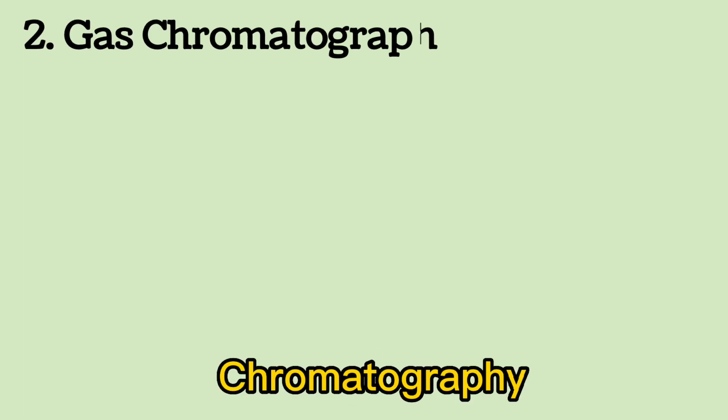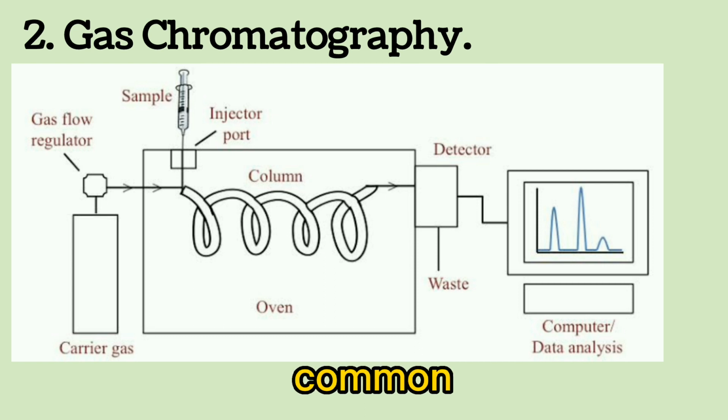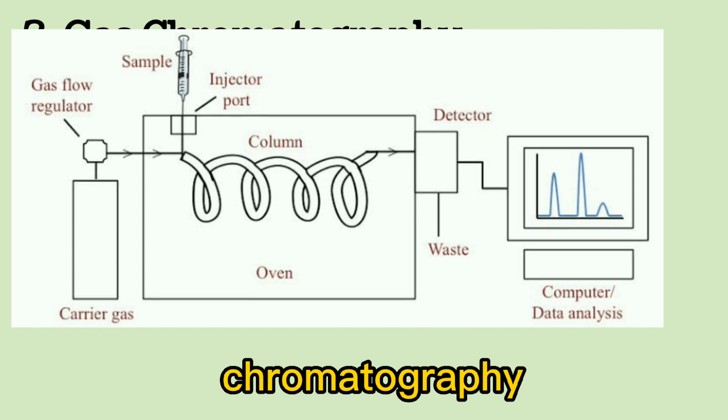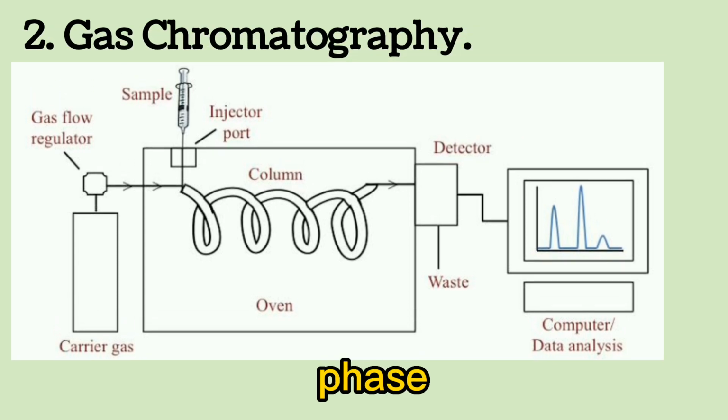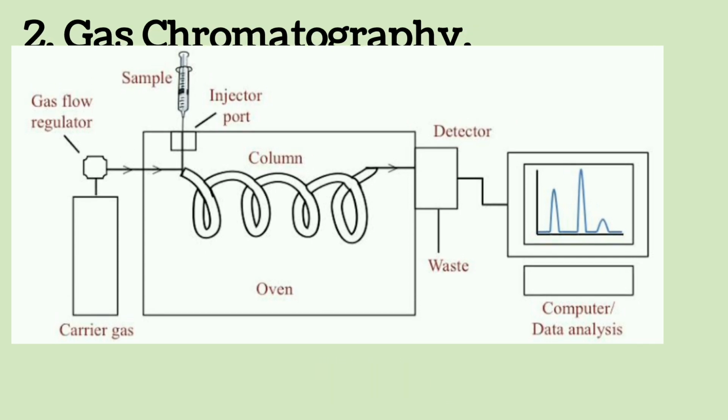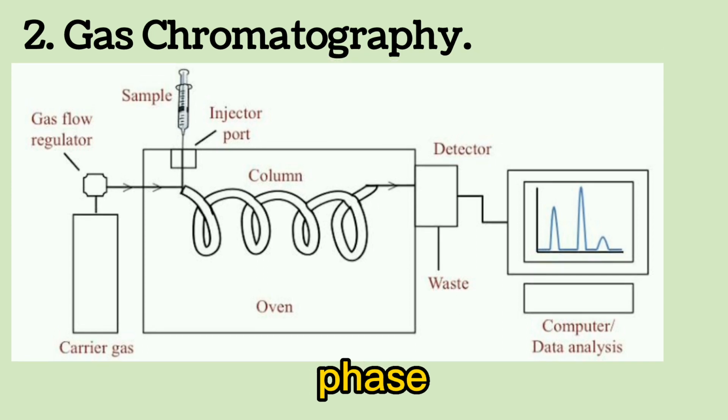2. Gas chromatography. This method is one of the most common in the chromatography world. Like all other forms of chromatography, it has a mobile phase and a stationary phase. In this case, the mobile phase is an inert gas, and the stationary phase is a column within the machine.